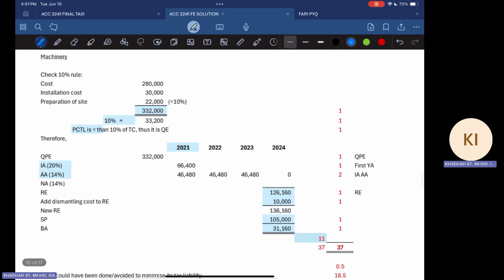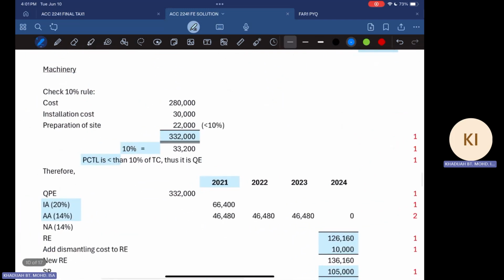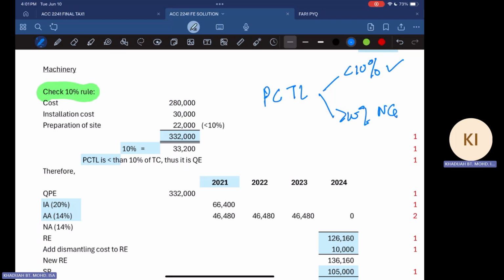So for the machine, because you have PCTL, you have to check the 10% rule. What is the 10% rule? It says that your PCTL, preparing, cutting, tunneling, and leveling of land, if it's less than 10%, then it's okay. If more than 10%, then it's non-qualifying. So okay, here I put it as qualifying.